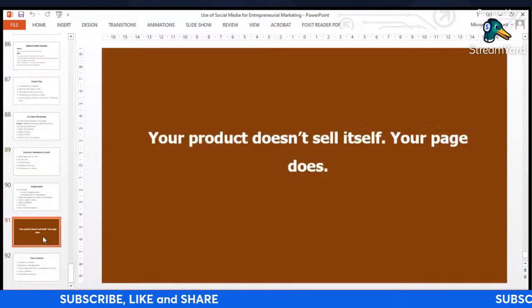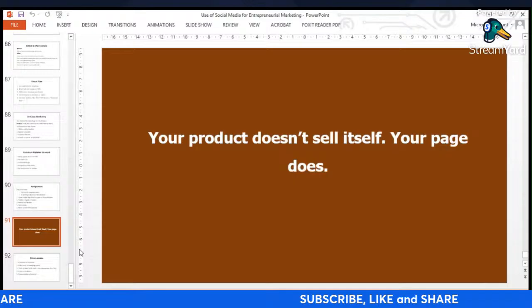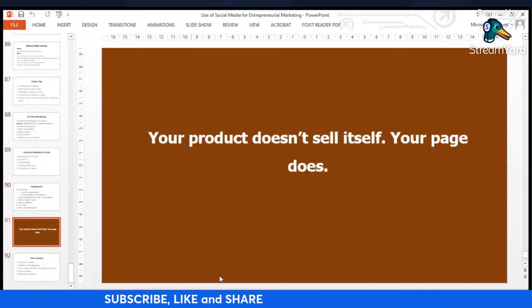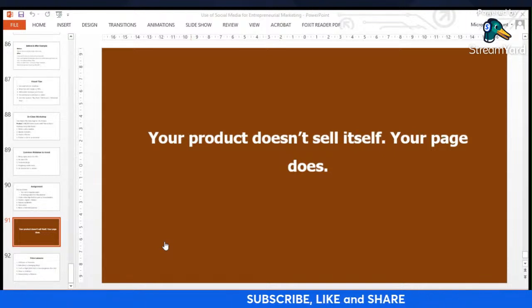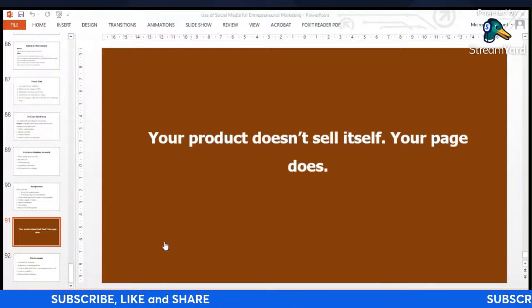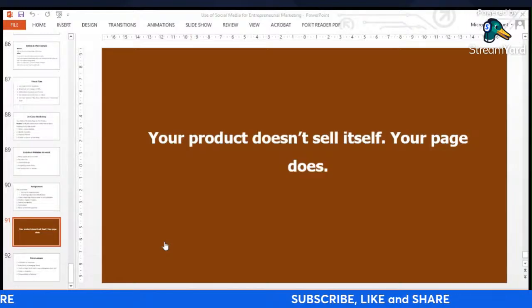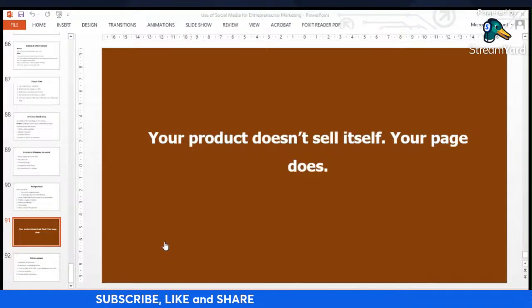My final thought is, your product doesn't sell itself, your page does. I hope that in the process of this five-unit course, you have been able to learn a lot. You have been able to gather a lot of knowledge, a lot of ideas, and now you can go ahead to develop your own sales page and make use of it for your product, your project, or for the things that you plan to accomplish.